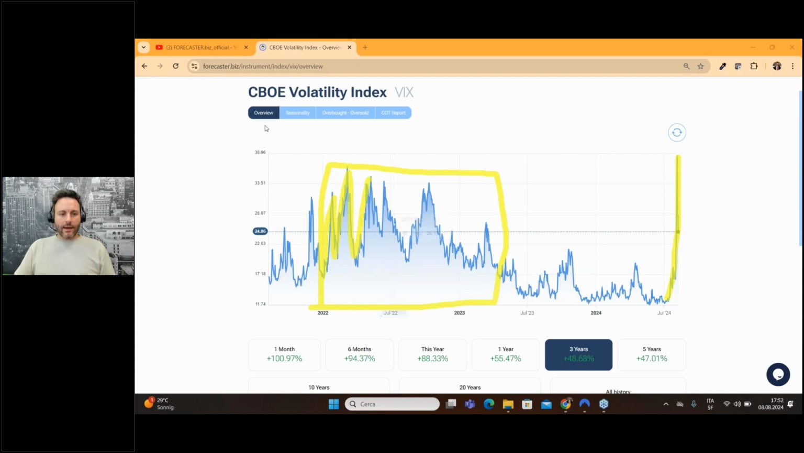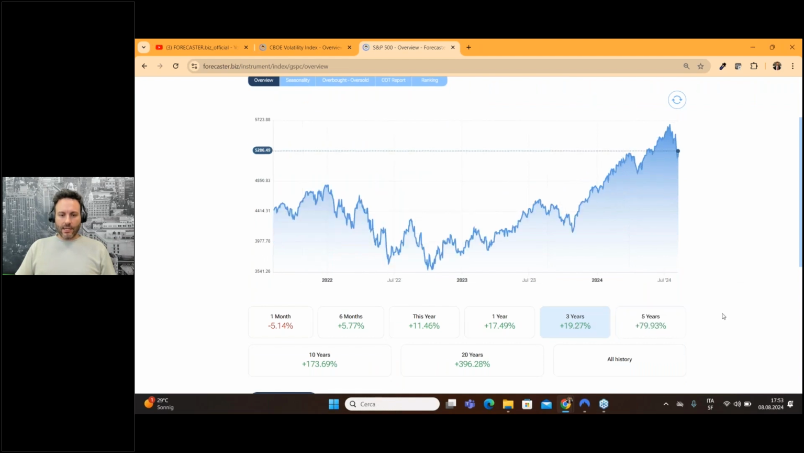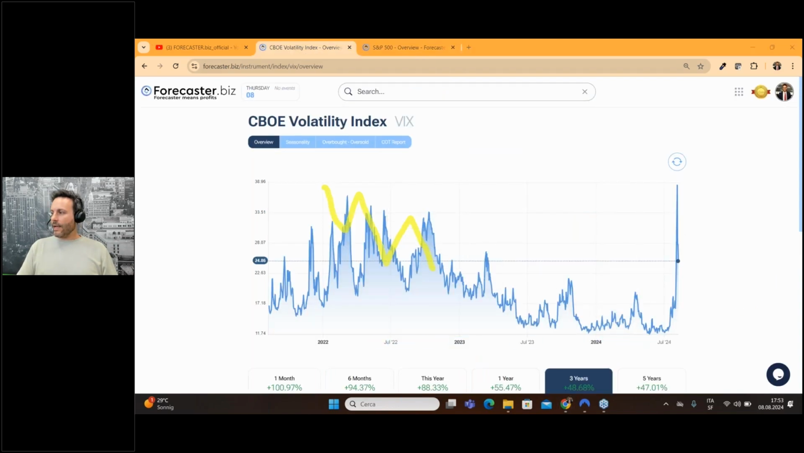If we go back to the S&P 500 chart, we can see something really interesting, because if we go back to 2022, here we had a real downturn, a real downtrend. If we see what happened to the volatility index, we can really understand that we didn't have such a spike like the one we had now. So, when we have a spike on the VIX index, the drop on the stock market is probably only a correction. Let's have a look at another example.